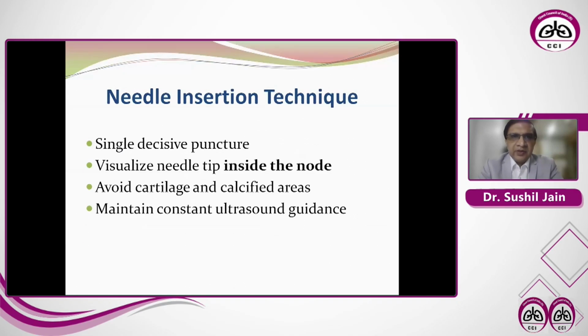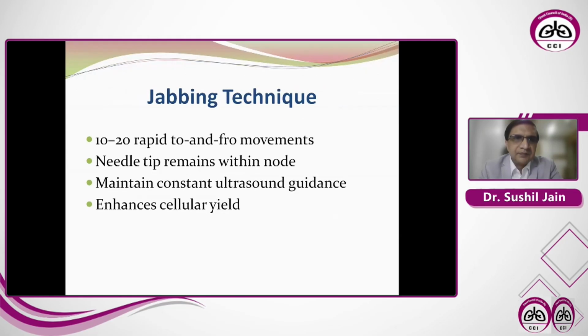Coming to needle insertion technique. This is also a very important step to get a good tissue diagnosis. A single decisive puncture is what you need to do. Visualize the needle tip inside the node, avoid cartilage and calcified areas, and maintain constant ultrasound guidance. Make sure that your needle is always seen throughout the procedure and you are visually seeing the needle going inside the lymph node. So that's a very, very important step in getting an accurate diagnosis.